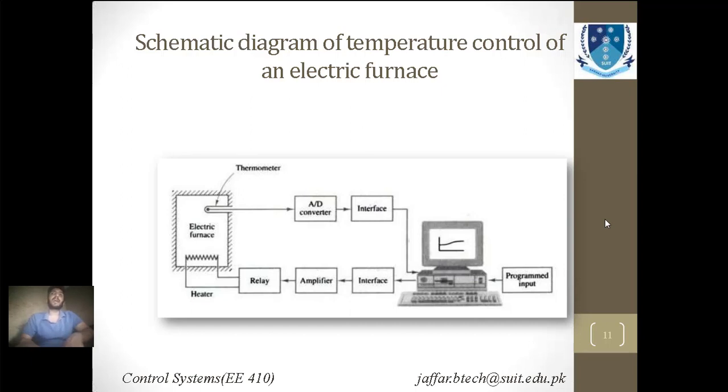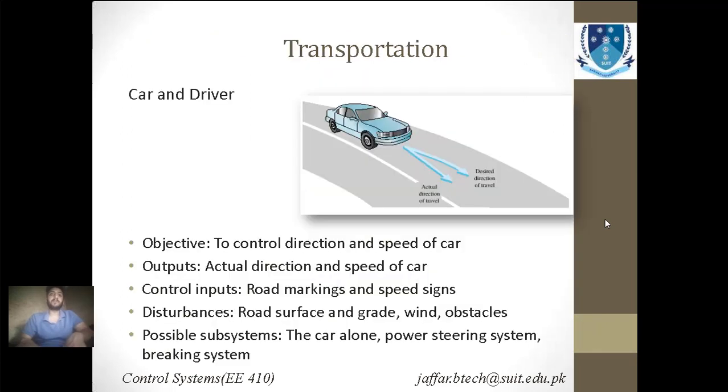Similarly, you see the diagram of an electric furnace over here. You take some input and give an output, and the input is provided by a computer through an interface to an amplifier and a relay, deciding whether to operate the heater that is deployed in the electric furnace. The best example from which you can understand the control system is transportation.